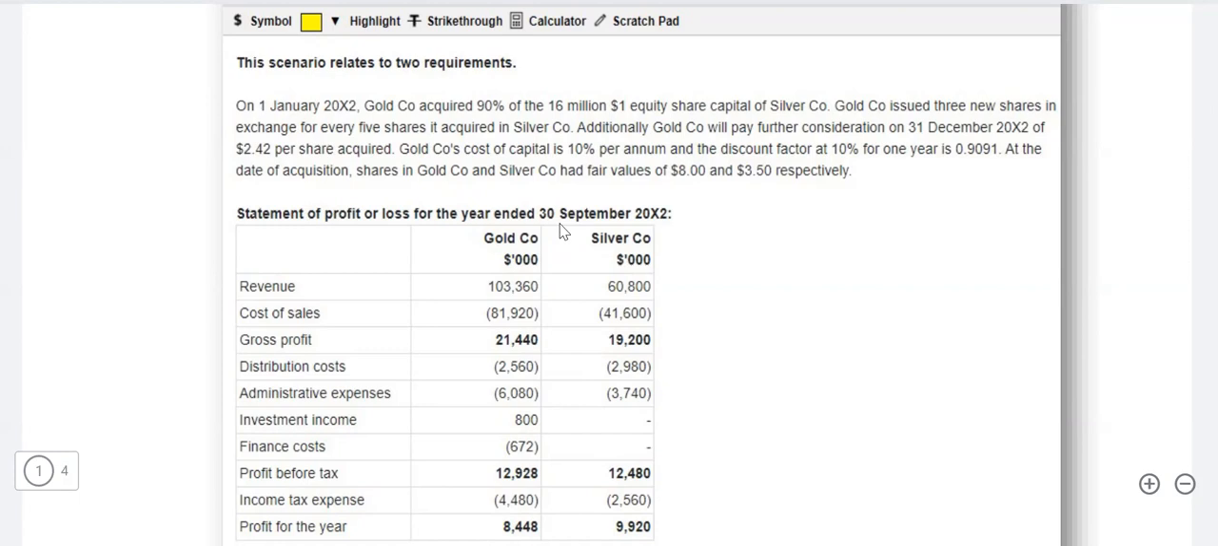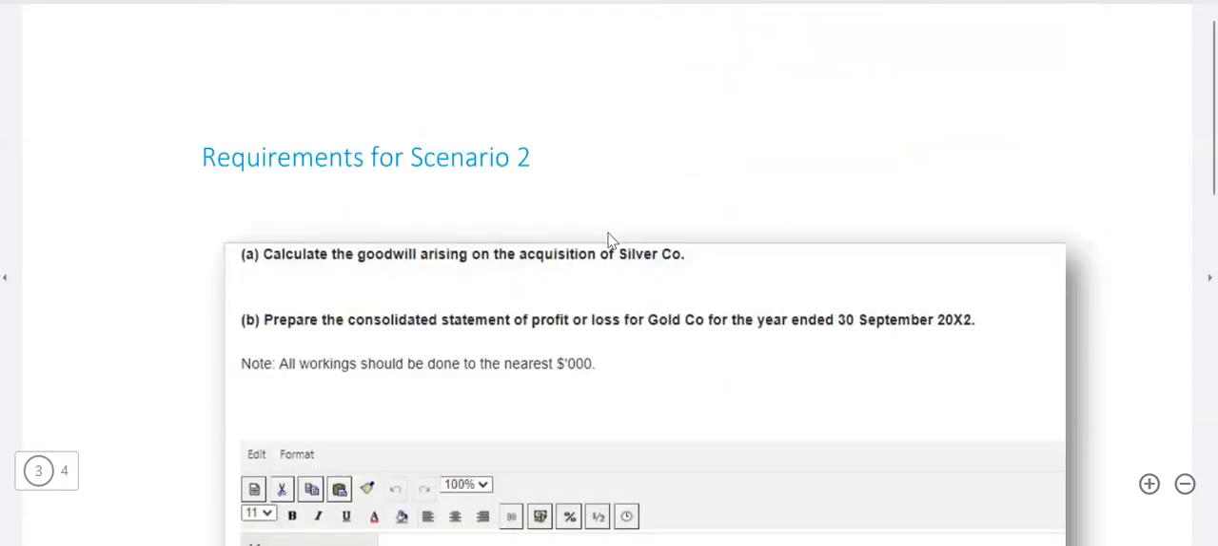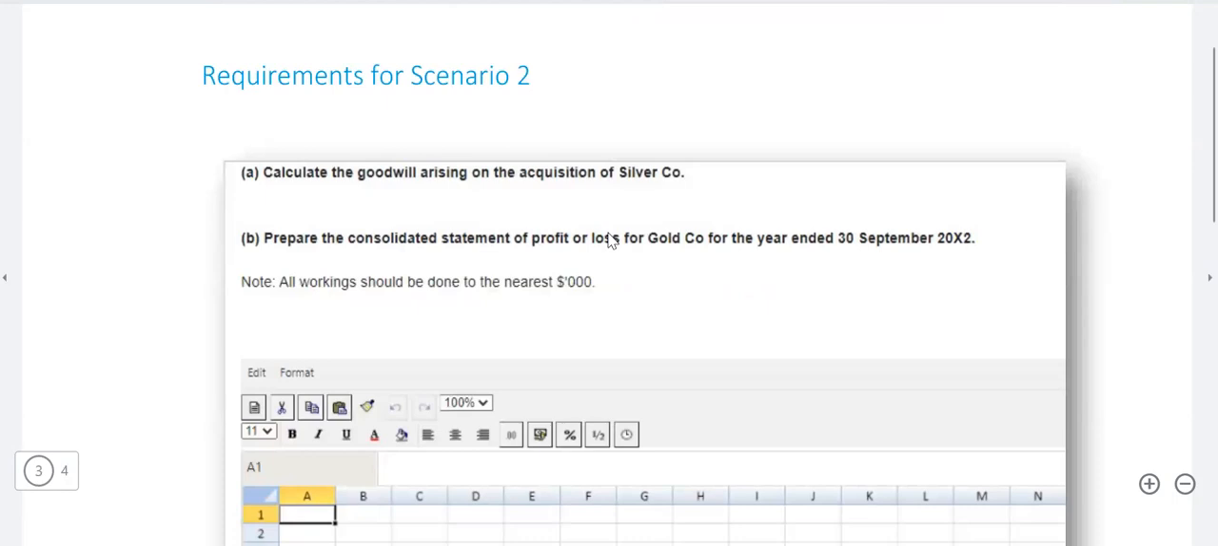Let's go to the requirement first. The requirement is to calculate the goodwill arising on the acquisition of silver company. We know that working number 3 belongs to the goodwill we have studied within the consolidation. But for working number 3, we need to do working number 2 as well to calculate the net assets of subsidiary at acquisition, and then working 2 will lead to working number 3.